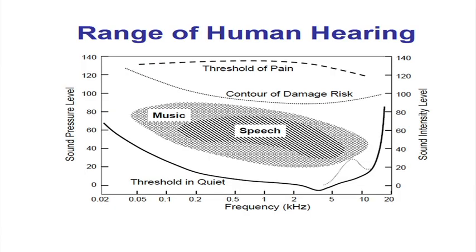Okay. So, there is threshold of hearing, threshold of pain, all are there. If you see this curve, sound intensity level, this black line is the threshold of hearing, this is the music and this is the speech region, loudness of the speech region. Okay. Contour of damage risk and threshold of pain is here.